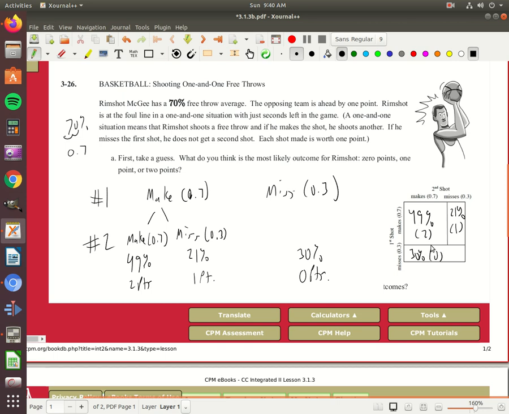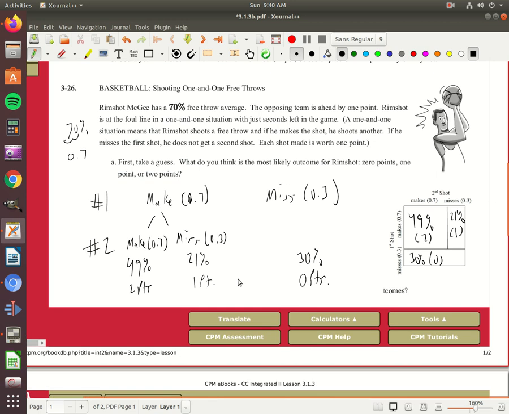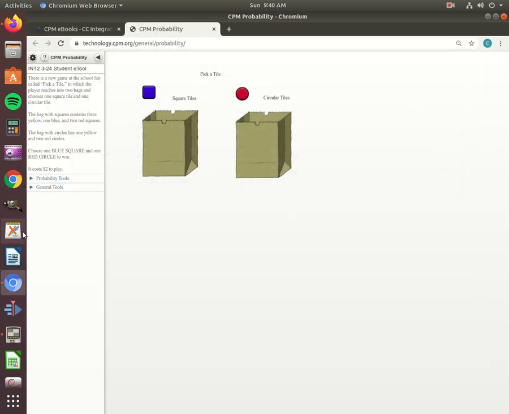One thing I will mention again is the flexibility of a tree diagram compared to an area model, because if he took a third shot, we'd just put it down here, right? But here, we've run out of places to put a third shot. Again, it would have to be 3-dimensional to do that third shot, which would make it a little bit tricky.